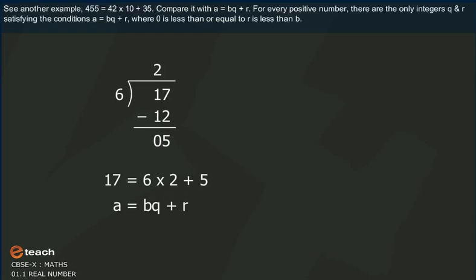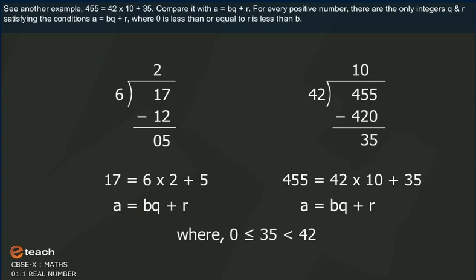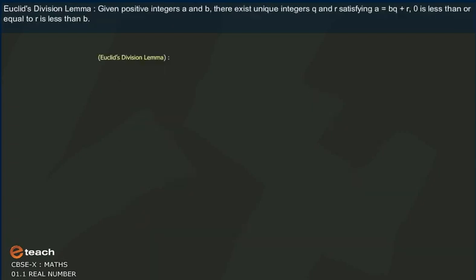See another example. 455 = 42 × 10 + 35. Compare it with a = bq + r. For every pair of positive numbers, there exist unique integers q and r satisfying the condition a = bq + r, where 0 ≤ r < b.